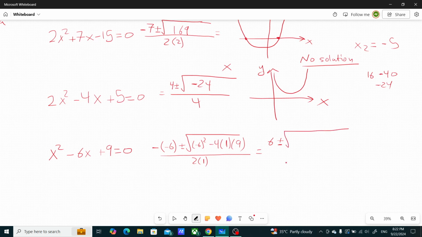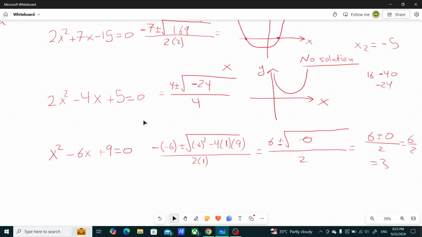Okay, what's inside? We have a negative 6 squared, that's going to be 36, and then minus 4 times 1 is 4, and 4 times 9 is 36. So 36 minus 36, that's 0. So I will have a 0 inside, and all over 2 times 1, which is 2. And this is going to give me a 6 plus or minus square root of 0 is 0, over 2, which is 6 over 2. So the answer is 3.